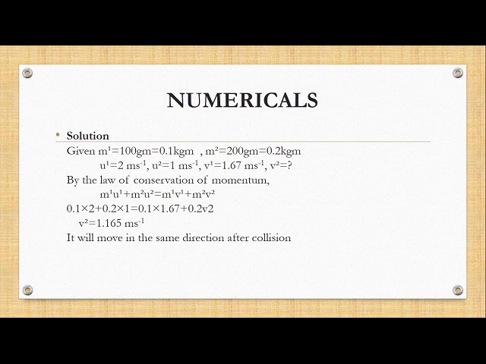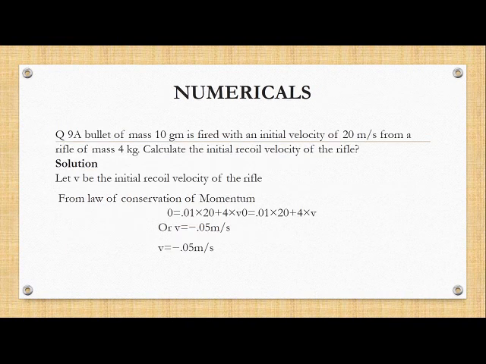Now why will it be in the same direction? Because the value is positive. If it was negative, then it would have moved in the opposite direction. Okay, now this is the recoil velocity.